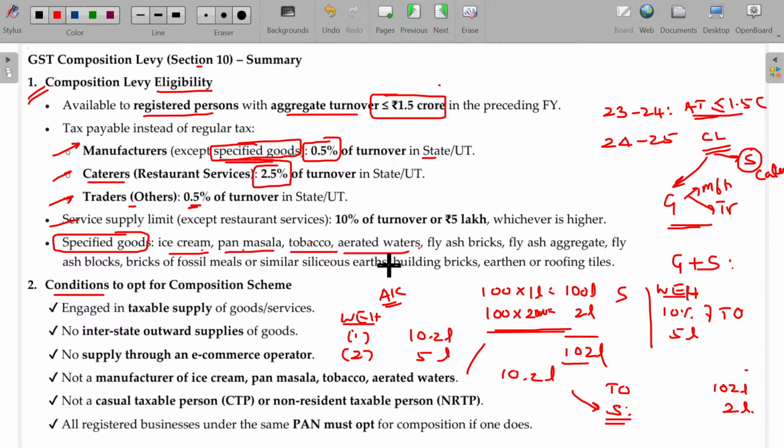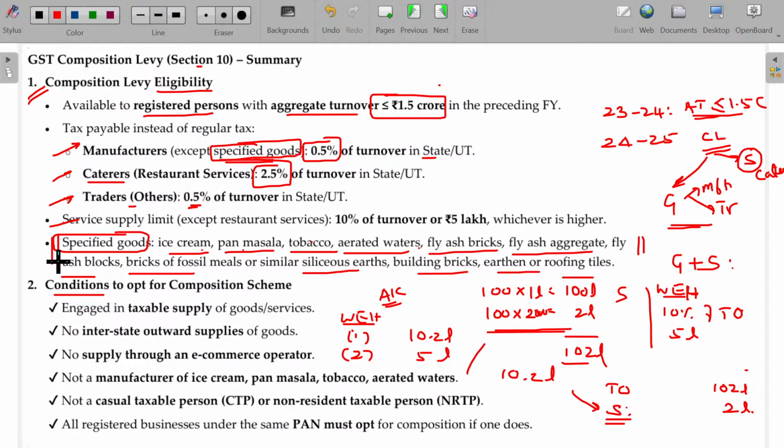Apart from that, fly ash bricks, fly ash aggregate, fly ash blocks, bricks of fossil meal and similar siliceous earths, building bricks, earthen or roofing tiles. All these construction related items you can remember very easily. So these are called specified goods. These goods will not fall under composition levy. They have to go for the regular tax liability only. Clear?